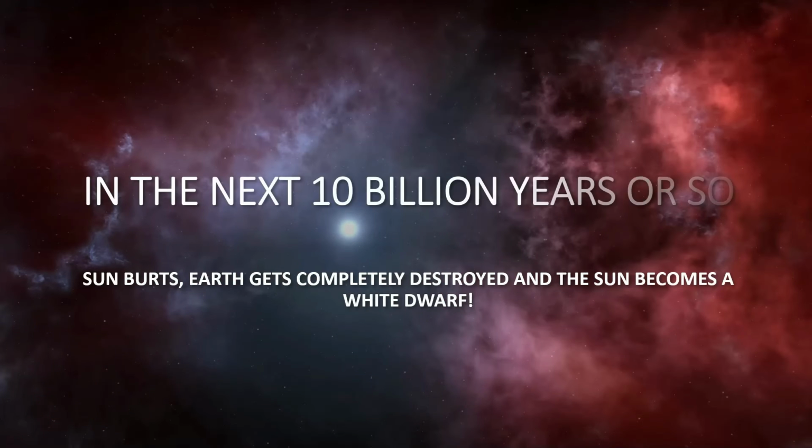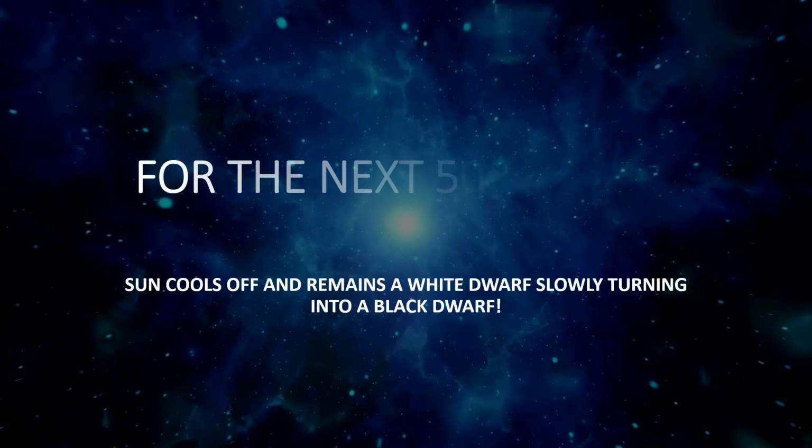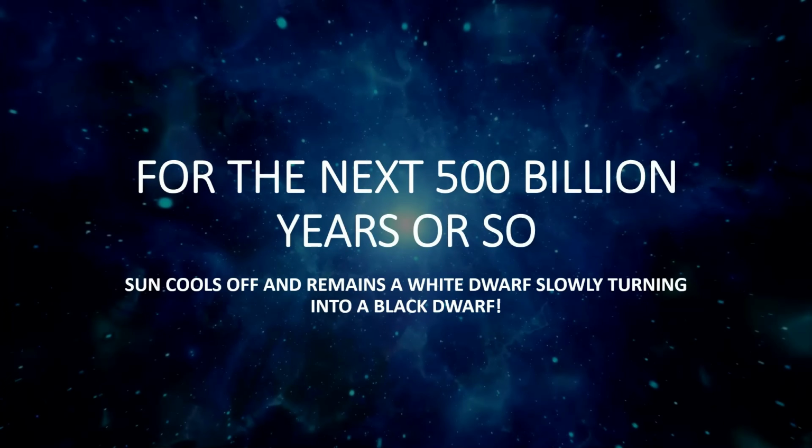In the next 10 billion years or so, the sun will burst and Earth will completely get destroyed because of the burst as well, and the sun will become a white dwarf. And then it'll remain a white dwarf for a very, very long time. In the next 500 billion years or so, the sun will cool off and will remain a white dwarf, slowly turning into a black dwarf.